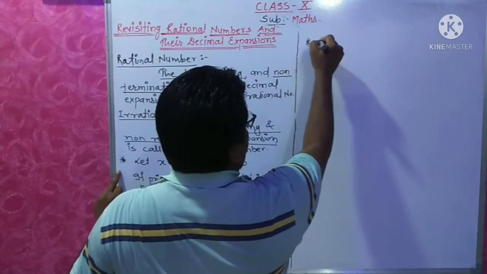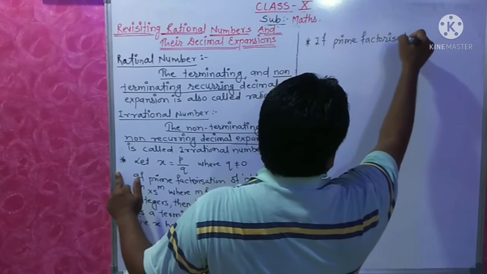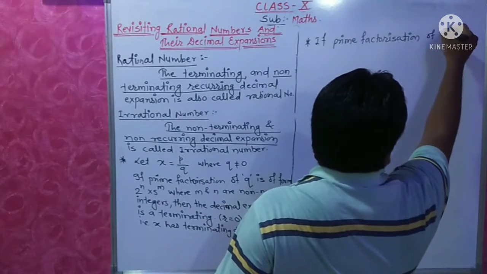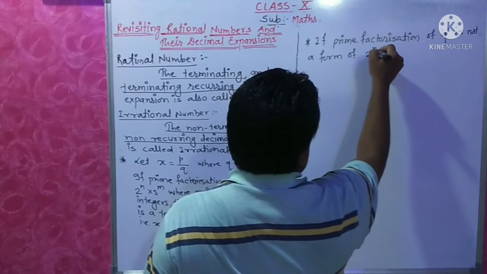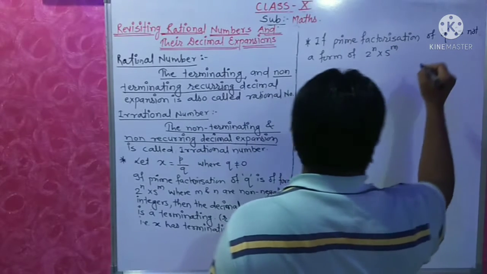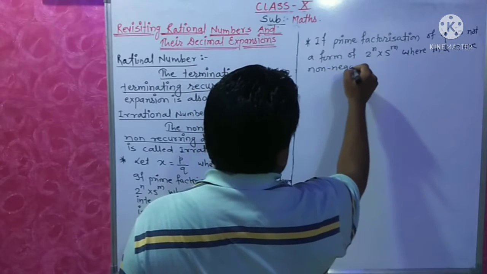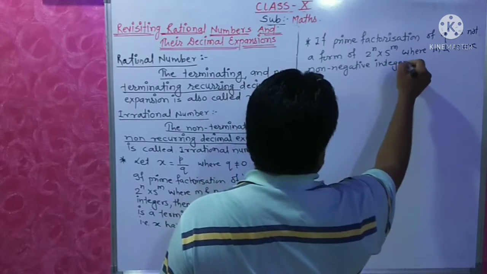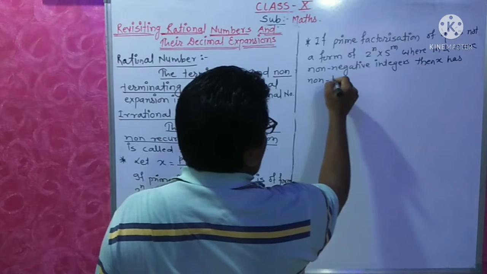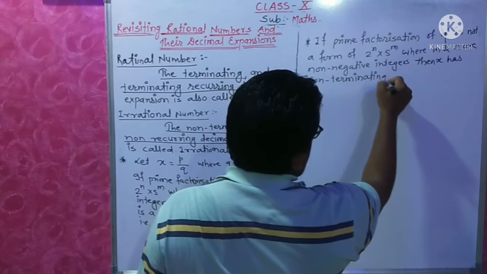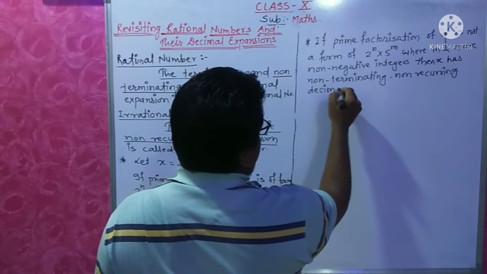Second, if the prime factorization of q is not of the form 2 raised to the power n into 5 raised to the power m, where m and n are non-negative integers, then x has a non-terminating, non-recurring decimal expansion.